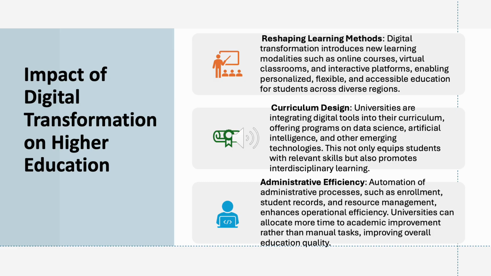And also for curriculum design, universities are integrating digital tools into their curriculum, offering programs on data science, artificial intelligence, and other emerging technologies. This not only equips students with relevant skills, but also promotes interdisciplinary learning. Administrative efficiency: automation of administrative processes such as enrollment, student records, and resource management enhances operational efficiency. Universities can allocate more time to academic improvement rather than manual tasks, improving overall educational quality.